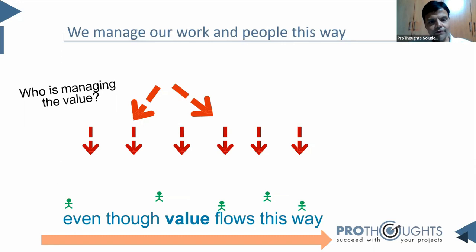So who manages the value? Value is created this way, right? Value is created this way, the horizontal way. The value is being managed this way. That's the bottleneck.